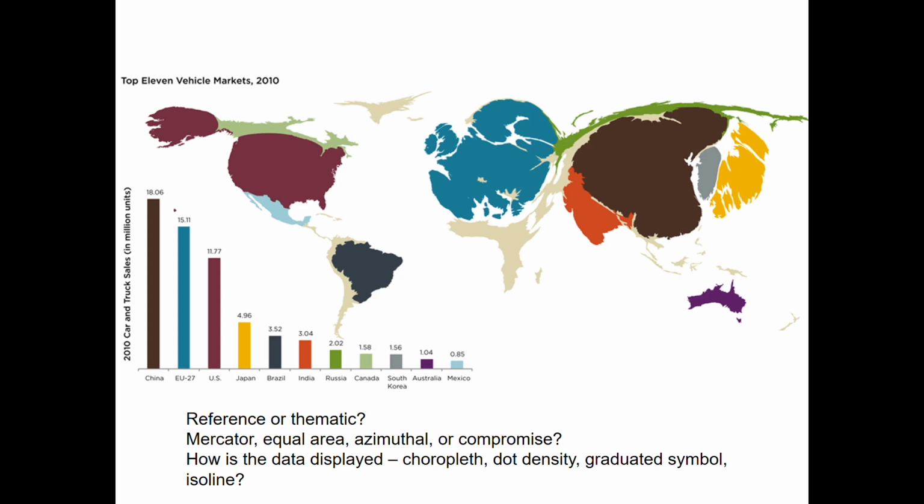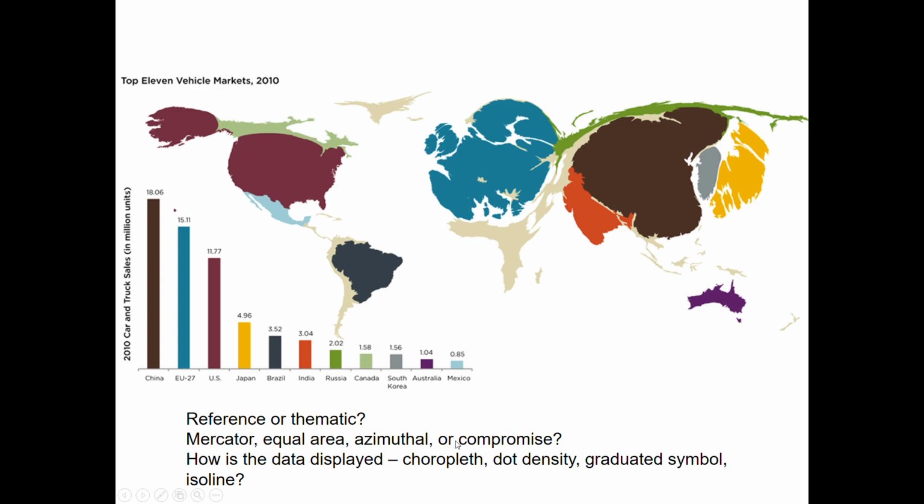Here's a fun cartogram of the top 11 vehicle markets in the world as of 2010. So the places that buy the most cars. They've manipulated the size of these countries to tell us how many cars they buy, roughly. They've also given us the data in the chart here, but this is a cartogram. Makes it a thematic map because we can't use this for directions.